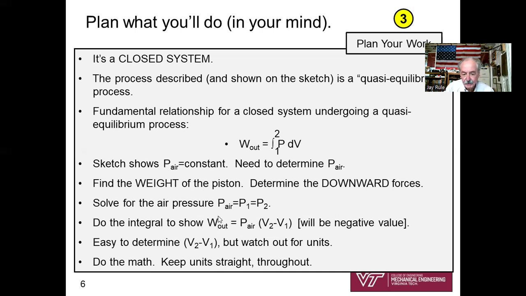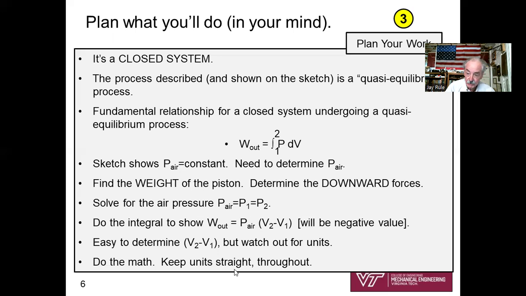Numerically, what's W out going to be? Pardon my blunder, but we're going to get a positive pressure number times V2 minus V1. Do you see that that's going to be a negative value? So in our planning, when we get our numerical result, we better see that W out is going to be a negative number, okay? It's going to be easy to determine V2 minus V1, but we've got to watch out for the units, because when we read the problem, the units were not consistent. We'll get the units consistent and get it right. We'll do the math, keep units straight, and then I hope that we fix this blunder in our solution. So please excuse me for that.